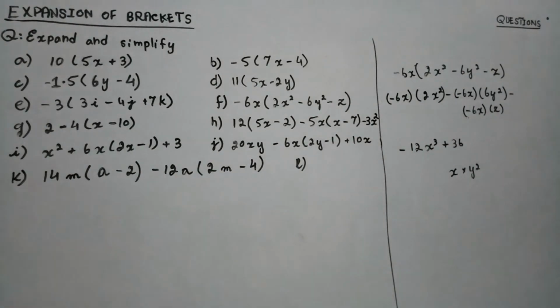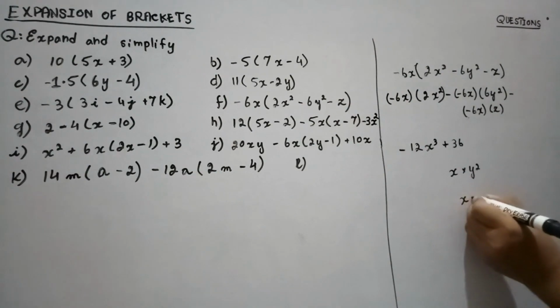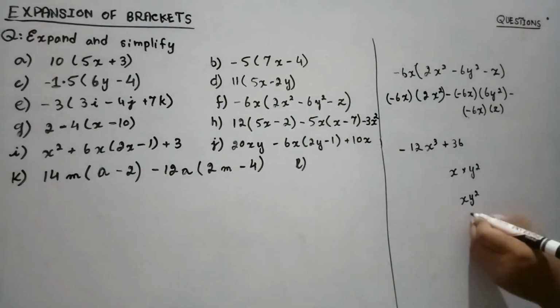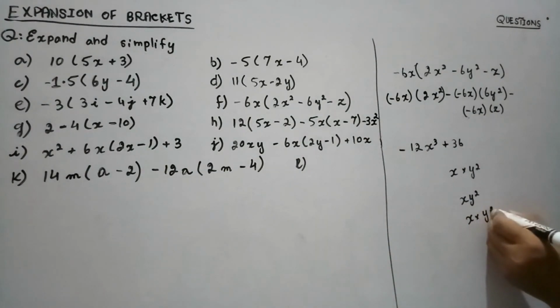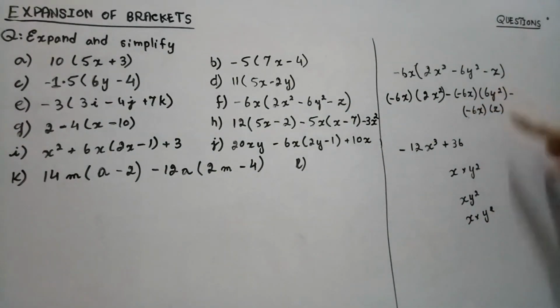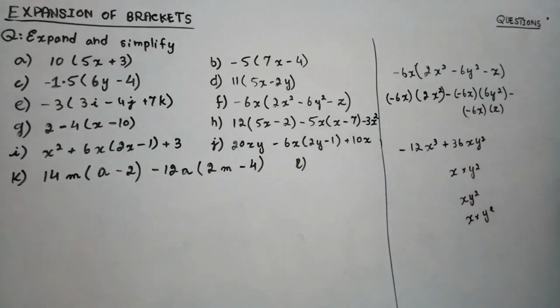In this case we can just write this as x y square. X y square means that x is going to multiply by y square, which is our same term. So I can write x multiplied by y square as xy square, and we have already multiplied the constant numbers, so I can write here xy square instead of x multiplied by y square.